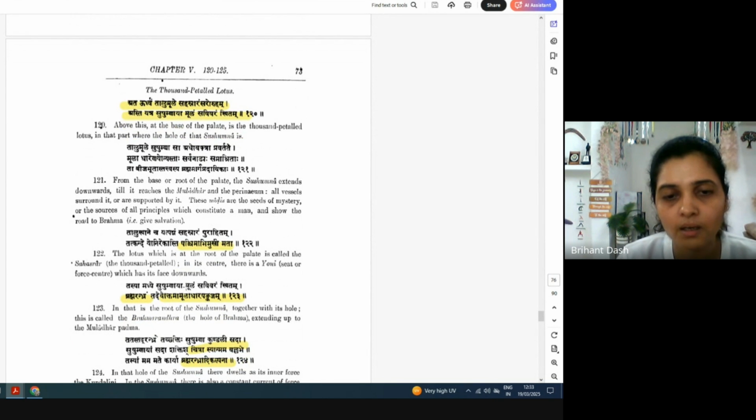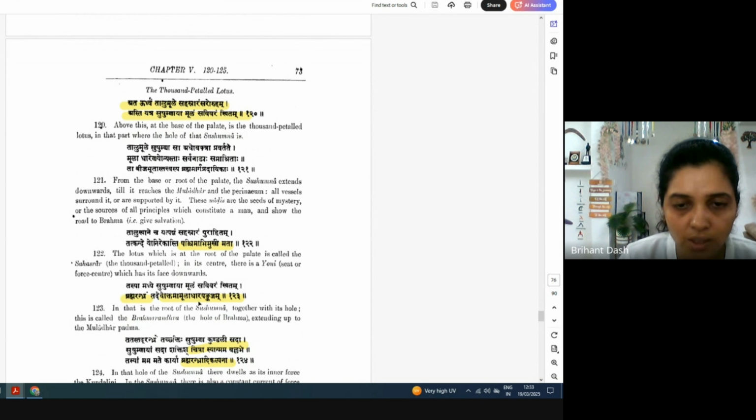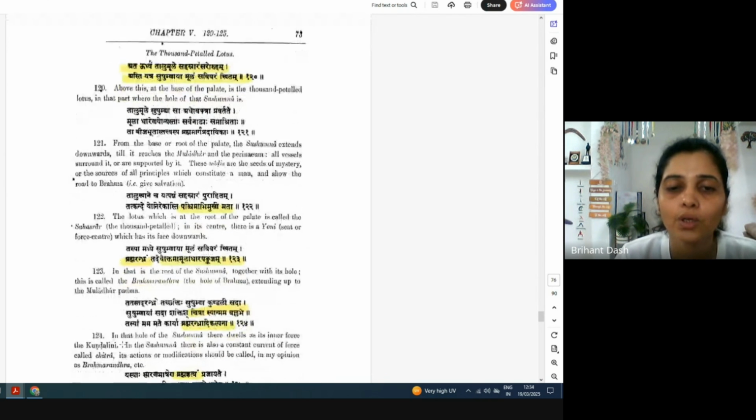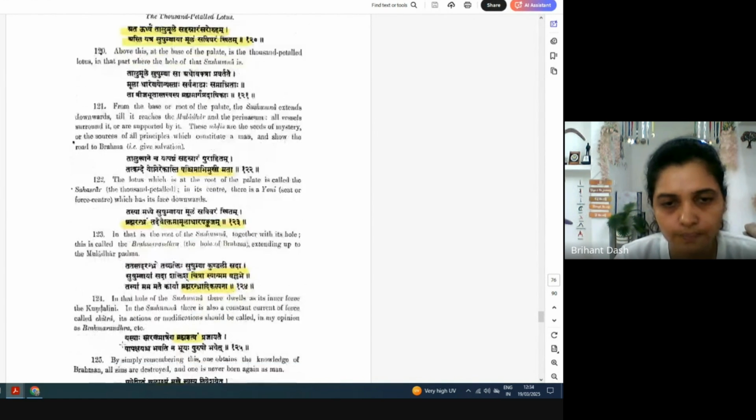Tasya madhye shushmana moolam savivaram stitam. There lies your Brahmarandra. Tade voktam ma mula dhara pankajam. In this, that is the root of the Shushmana, together with its soul, it is called Brahmarandra, extending up to the Mooladhar. From top to bottom, when you go down, it reaches till your Mooladhar. That is the length of this Shushmana. It starts from Mooladhar. Ulta.